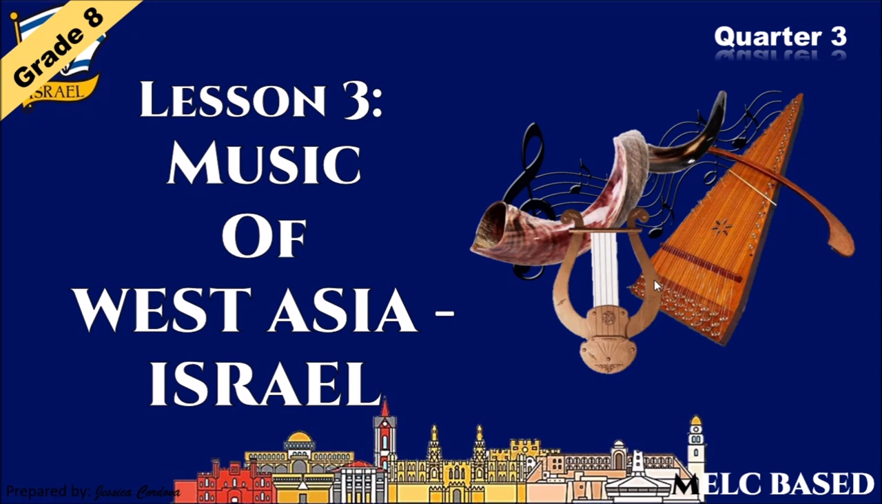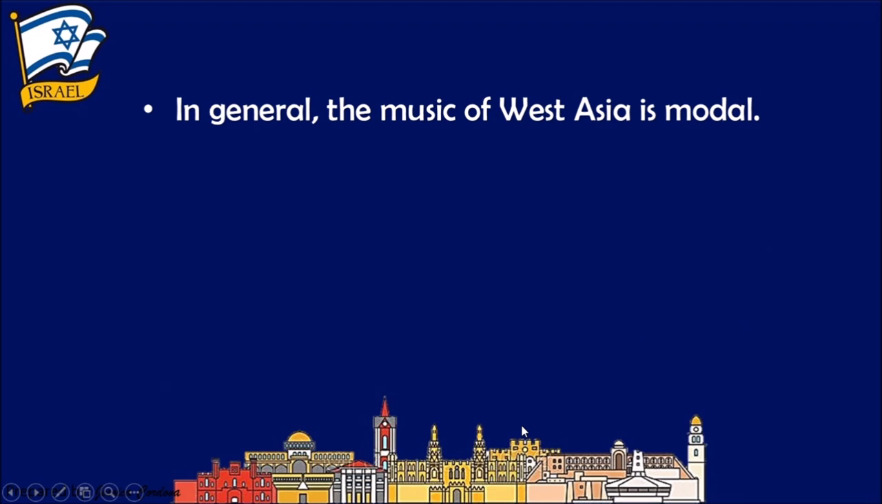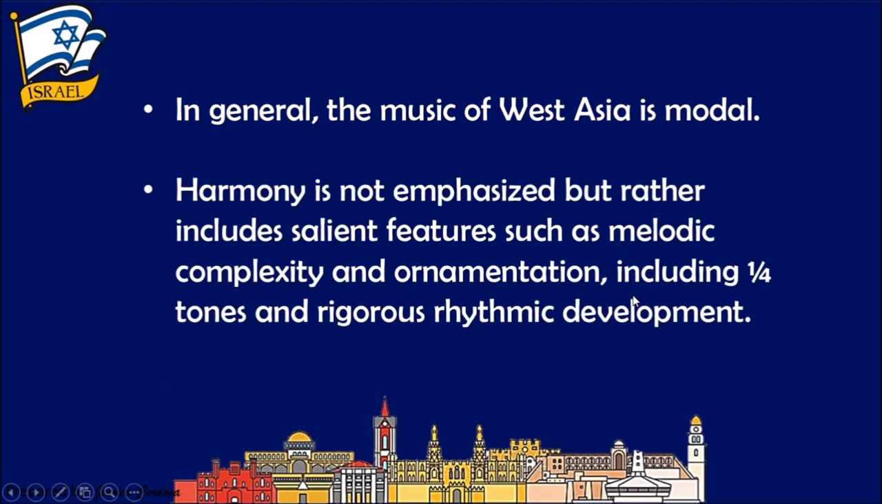Hello, learners! Today, we will discuss the music of West Asia, Israel. In general, the music of West Asia is modal. Harmony is not emphasized, but rather includes salient features such as melodic complexity and ornamentation, including 1/4 tones and rigorous rhythmic development.